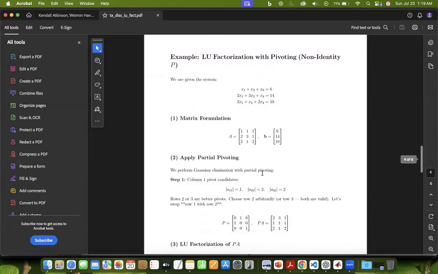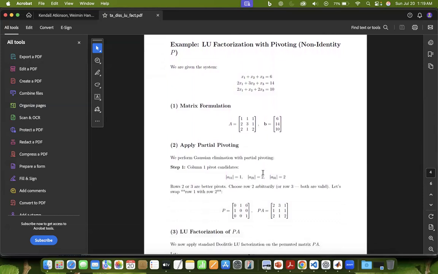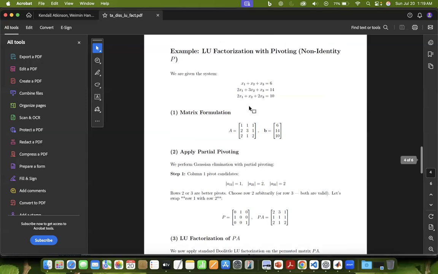And then we'll see one example with pivoting, where your P is not identity anymore. This is something you should be practicing as well, because you cannot expect P to be identity every time. If you are lucky, then it is identity. Otherwise, it is not. So let's see an example where it is not, and then we need to do the pivoting step.